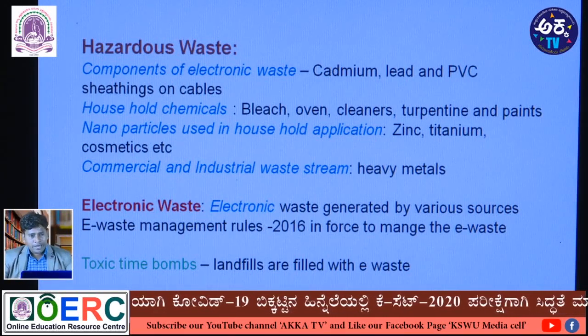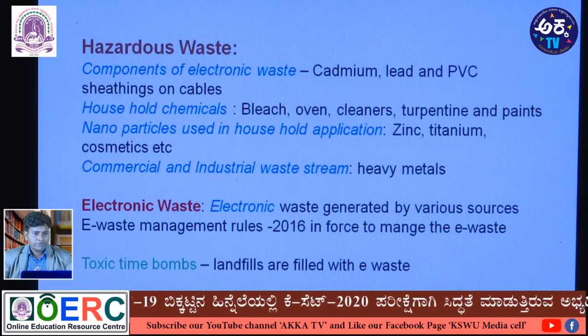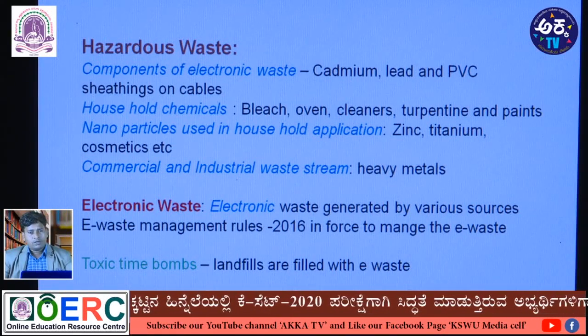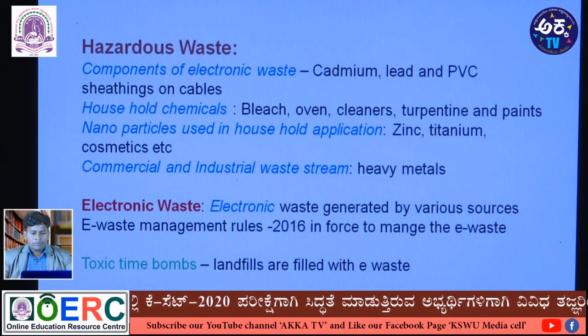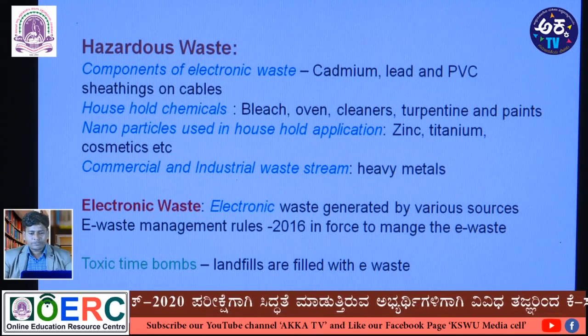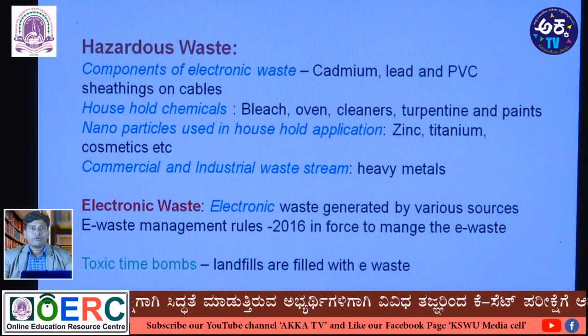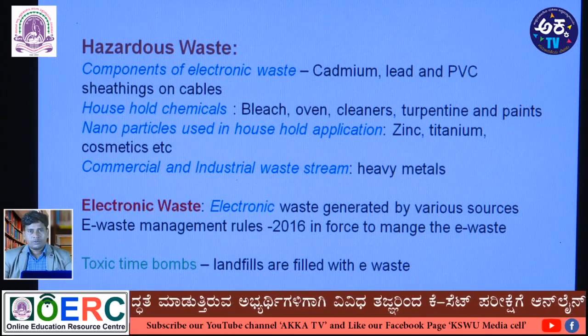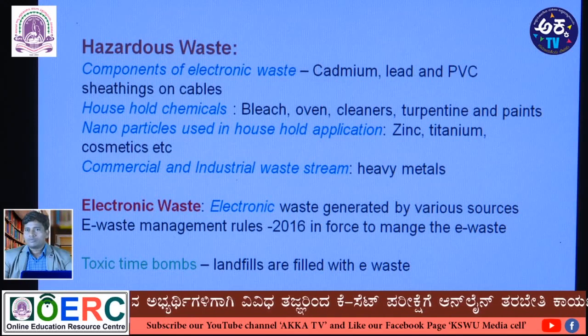Therefore management of this e-waste is also a concern. Therefore we have guidelines called the E-Waste Management Rules, 2016, which are in force. Accordingly we have to manage the e-waste.